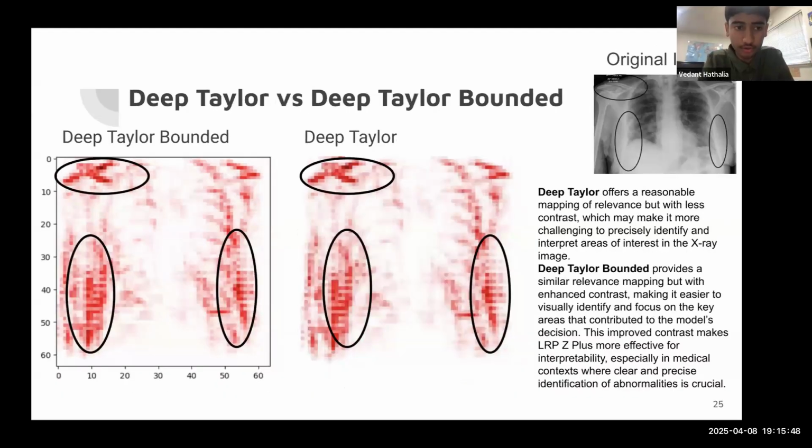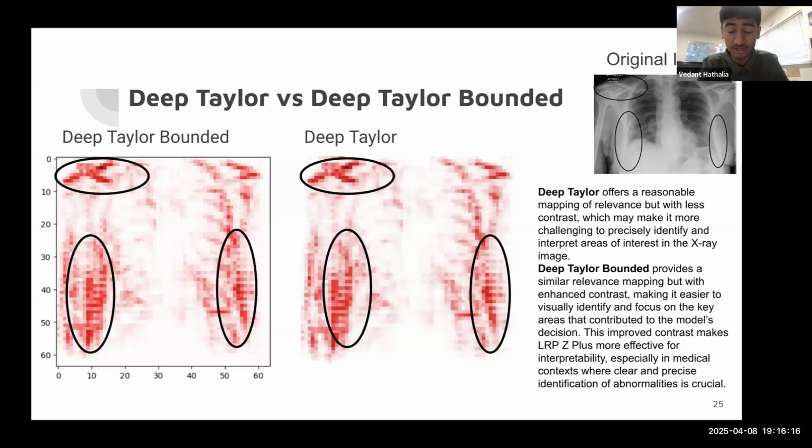We also wanted to figure out between Deep Taylor and Deep Taylor bounded rules, trying to find some differences there. For Deep Taylor in specific, which is shown on the right over here, there's a really good mapping of relevance with really good highlighted portions. But as Lupe mentioned, there's less contrast, which makes it a little difficult to specifically identify and interpret the specific regions of interest which influence the overall results, specifically in the X-ray image.